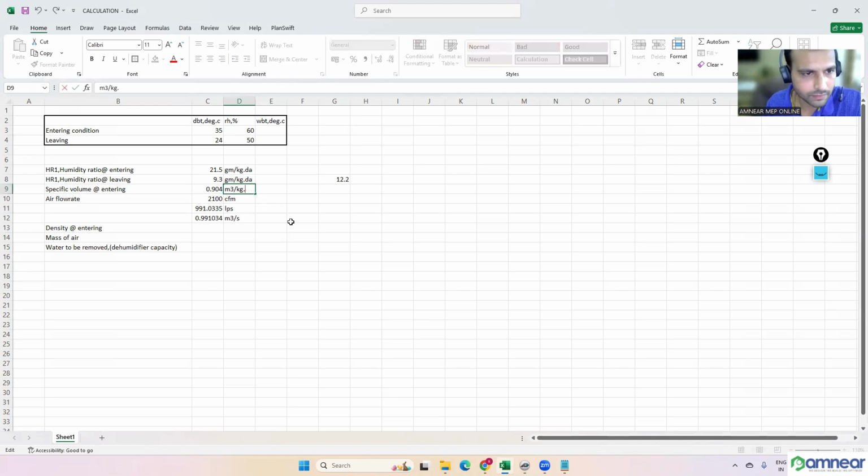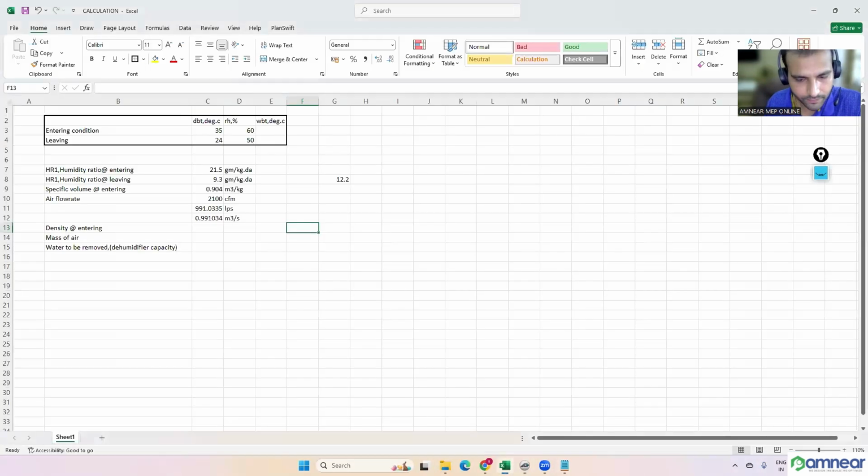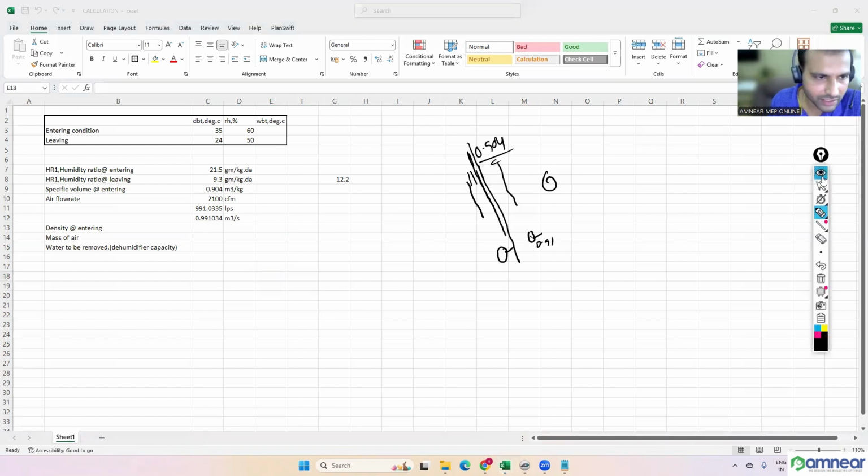You can see the unit here: cubic meter per kilogram of dry air. Now we can find the density. Density of air is equal to mass by volume, so mass is equal to volume into density. If we want to find the mass, we need the volume.